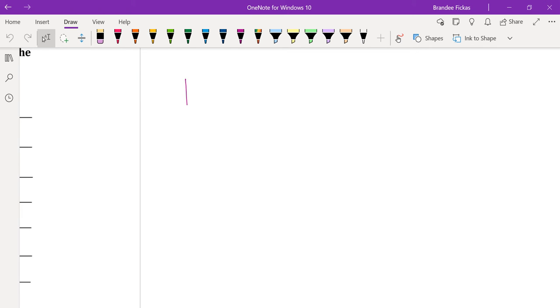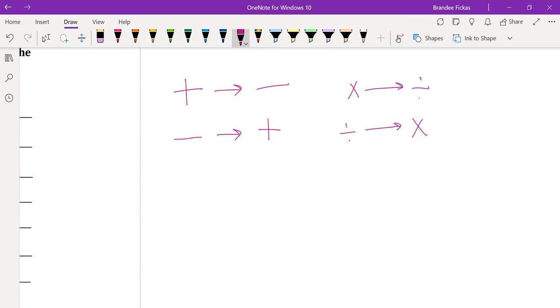If I have addition, how do I undo addition? We use subtraction. If I have subtraction, how do I undo subtraction? I use addition because these are inverses of each other. And if I have multiplication, I use division. If I have division, I use multiplication.